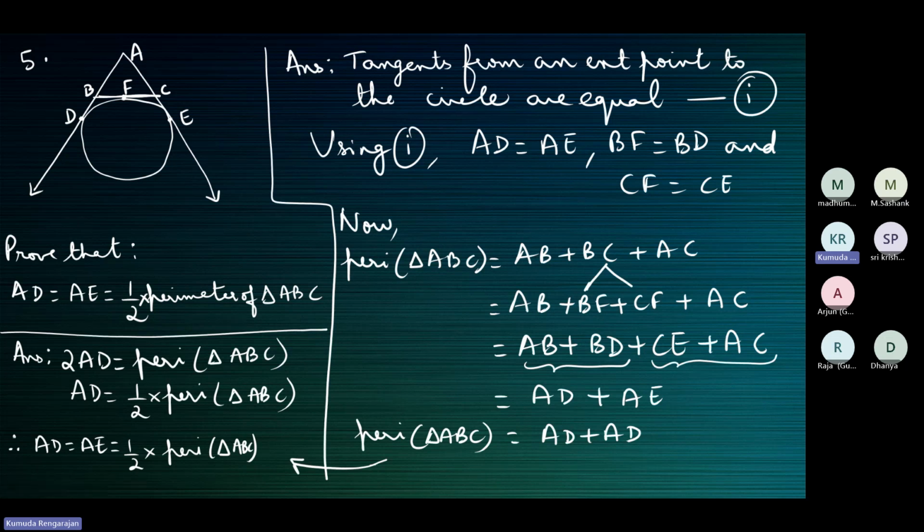So AD is equal to half. The 2 goes to the other side by division, so it's half. AD is equal to half into the perimeter of triangle ABC. But we know AD is equal to AE, right? So if AD is half the perimeter of triangle ABC, AE is also half the perimeter of triangle ABC, which means AD is equal to AE is equal to half the perimeter of triangle ABC.